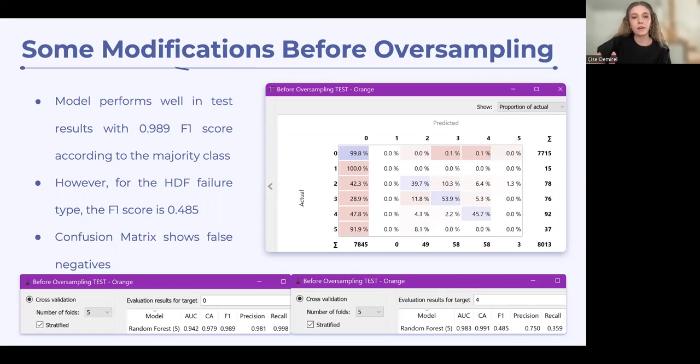But for the HDF failure, which is our fourth failure, the F1 score is 0.48, and this is a pretty low result. And in the confusion matrix, you can see in the first column the prediction of the targets is almost faulty. It creates faults, and we need to fix it.